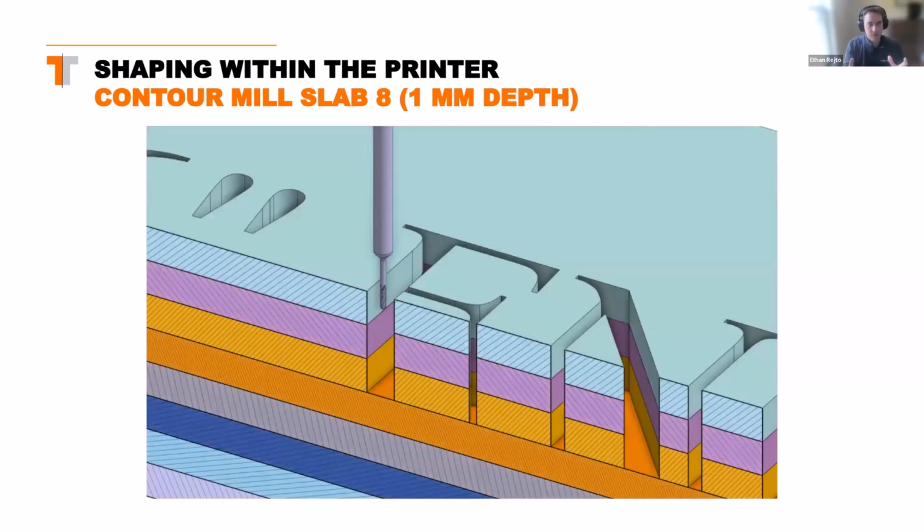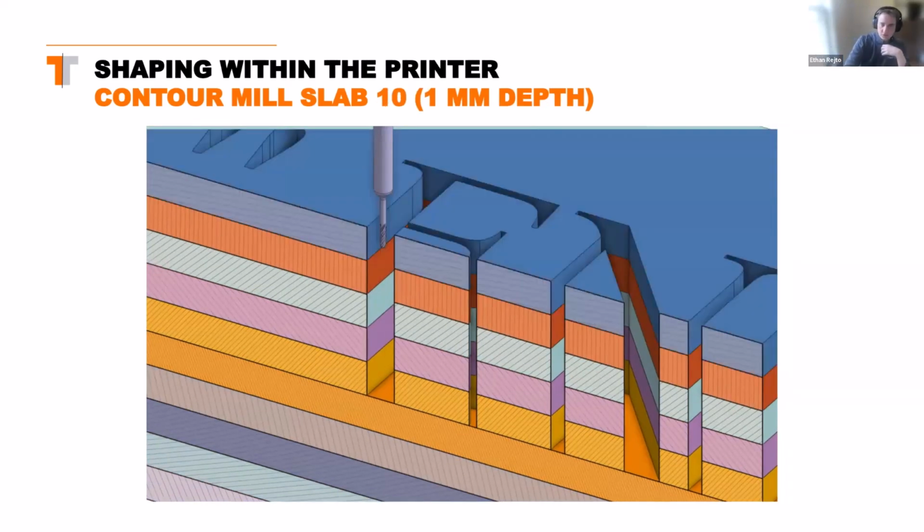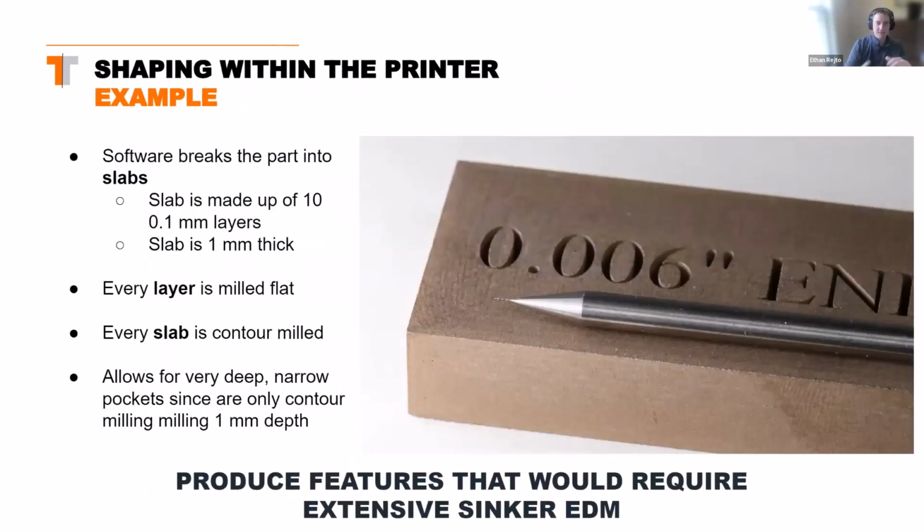This allows us to do these very, very deep pockets, right? Because we don't have to worry about, can our tool reach in there? Is our tool going to chatter? Is it going to deflect? Because we're always milling very, very small depths, because we're laying down layers and alternating between print, machine, print, machine, print, machine. So you can see we're simply building up our part layer by layer, which is great because this allows us to produce these very, very deep features that have relatively small widths and small aspect ratios.